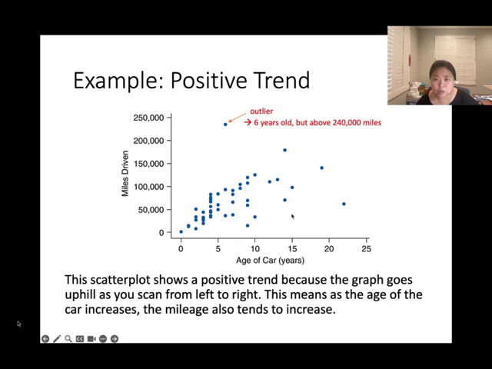Okay, and then we see all the points going uphill here. Going uphill is increasing. So we could say the age of the car and the miles driven do have a positive association. It means when you increase the age of the car, the miles driven increases as well.